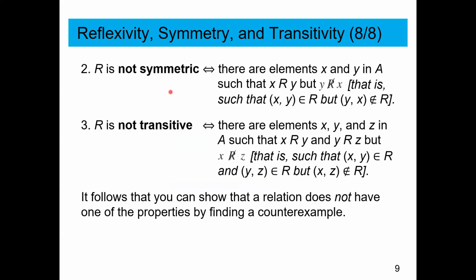For transitive, I just have to find a triple where x goes to y, y goes to z, but x does not go directly to z. So this whole thing, and by the way, it doesn't have to have all 3. It could have 2 of them, it could have 1 of them, it could have none of them.